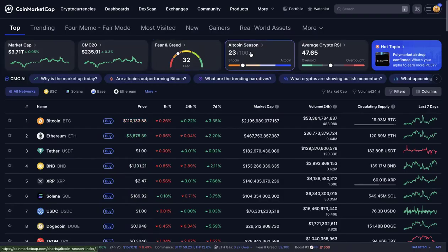Number two, look at the altcoin season. Where are we on the altcoin season index? Are we tending towards the altcoin season or are we far away from it? If we are far away from it, accumulate altcoins. When we are in it, sell, make some profit, go again.